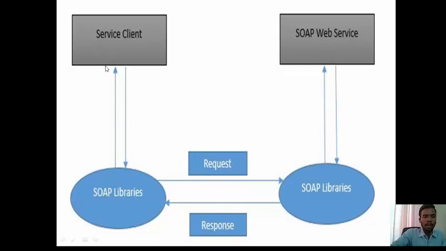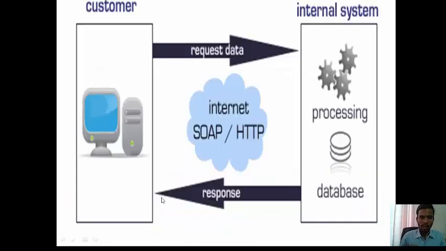We said that the client and web services are connected through the SOAP libraries, and this is another example of a customer and the internal system. If you think about a customer and the internal system of a database, here is a request, data, and response between the customer and the internal system. If a customer sends a request to the internal system, the internal system sends a response by the SOAP protocol, which uses the HTTP protocol. We now say that SOAP means exchanging data between customer and internal system.